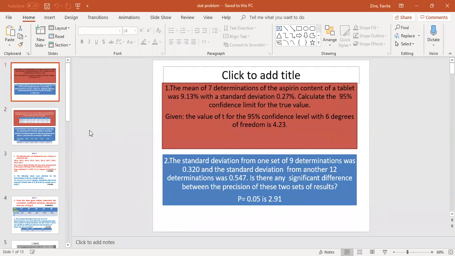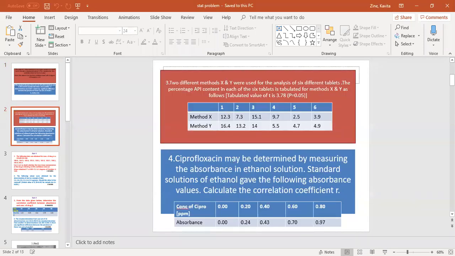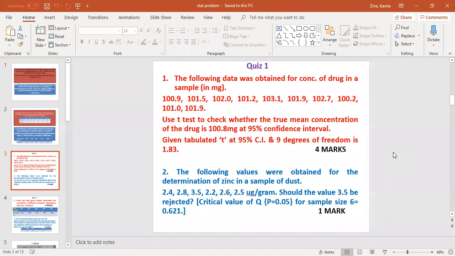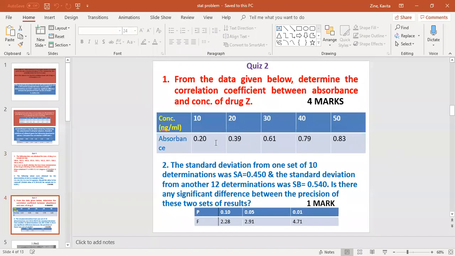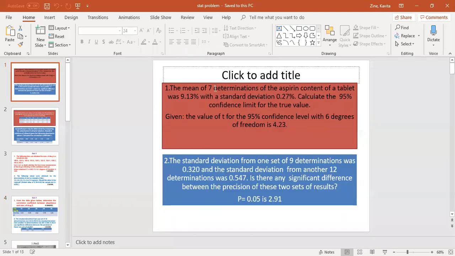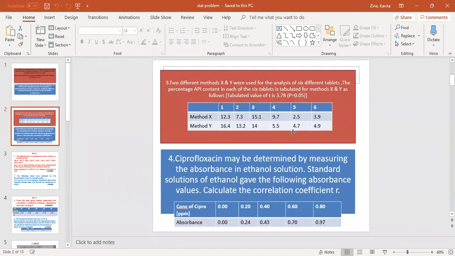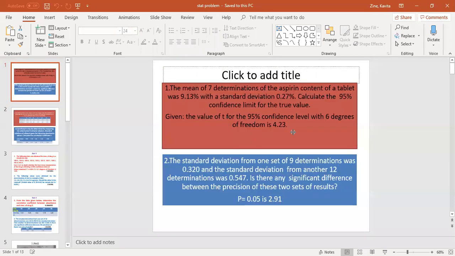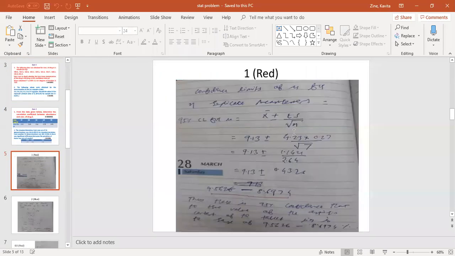These are the problems, see 1, 2, 3, 4, total 4 problems are there. Then 5, 6, this is quiz 1 and this is quiz 2, isn't it? So this problem, the mean of 7 determinations of the aspirin content of tablet, is related to the confidence level or confidence interval. Then 3 and 4, you can take as homework or assignment. And I have given answers also here.